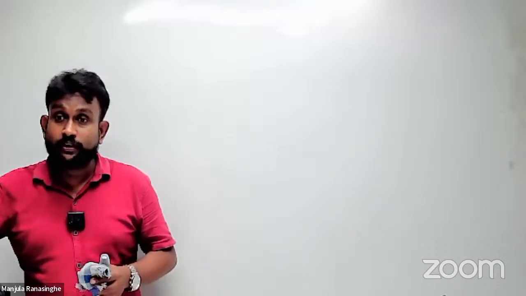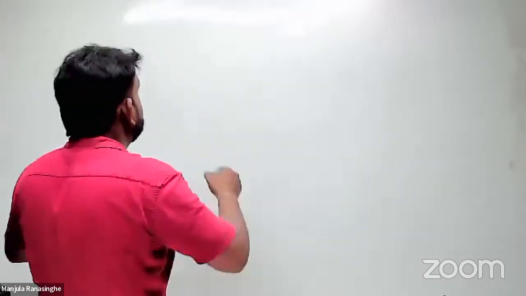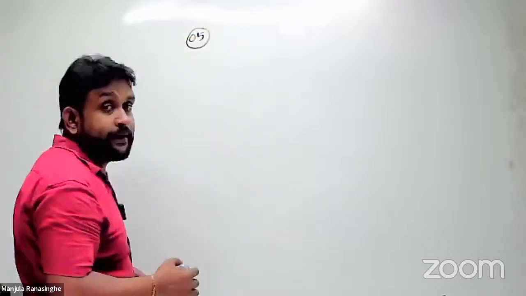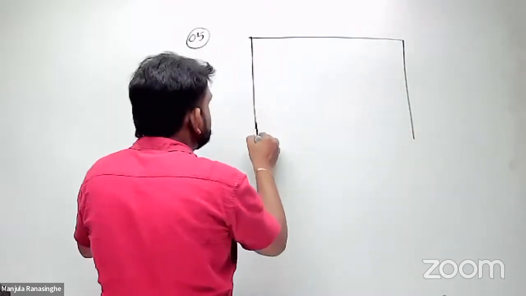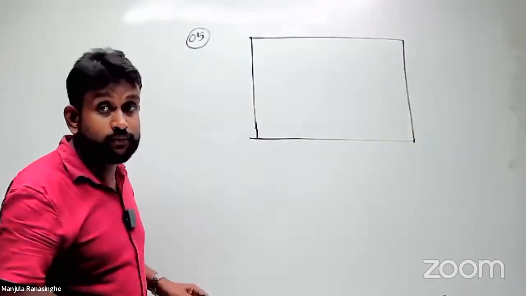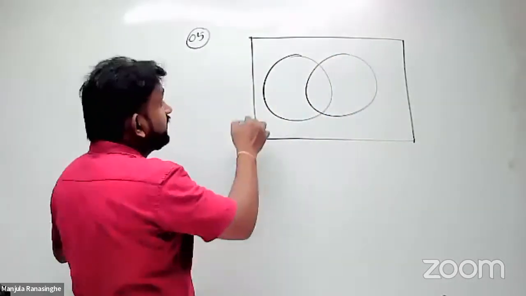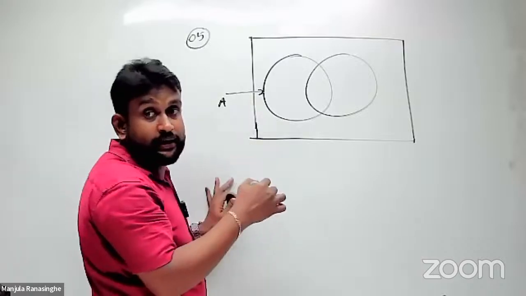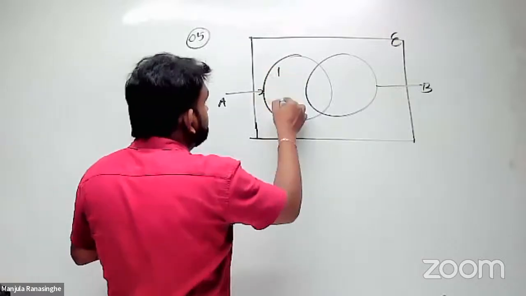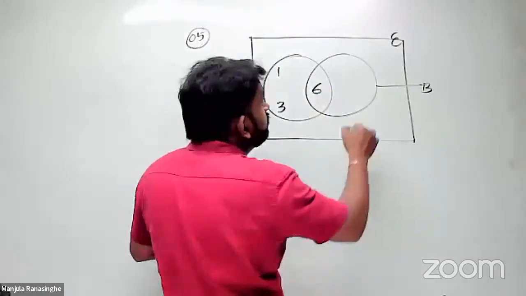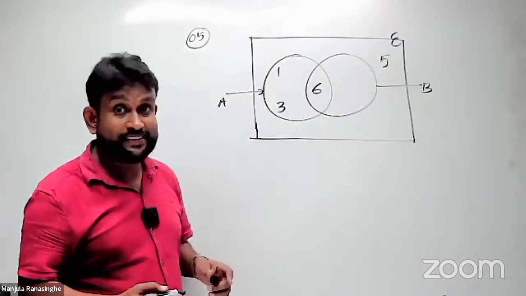Right, now we move to the last question of the paper, question number 5. Here also some information and some symbols are missing. I forgot to tell you. That symbol is missing there, but I will explain the question now. A and B there. This is the universal set. Here 1, 3, 6, and here we have 5. They have given the universal set in symbols.